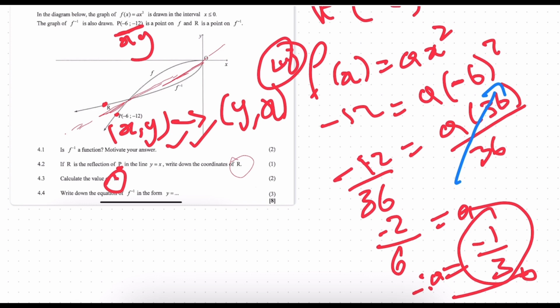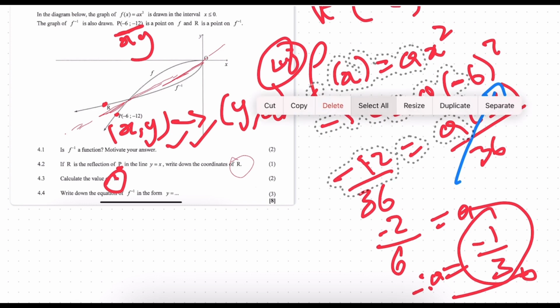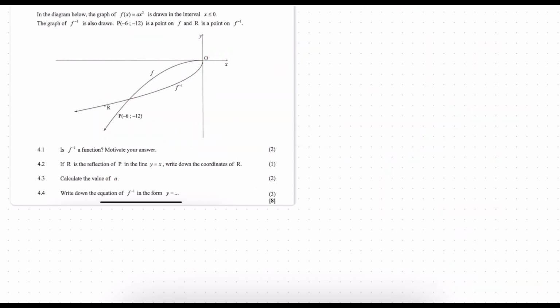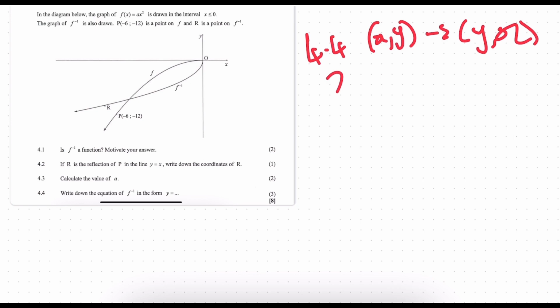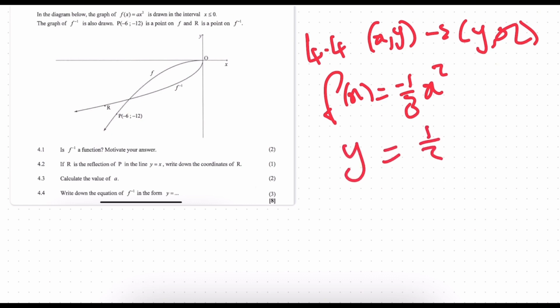Okay, cool. Let's delete this. And then 4.4. Write down the equation of the inverse. It's simple, because when you write down the equation of the inverse, you must know that x and y swap from the original function, turning into yx. You know that f(x) is equal to -1/3 x², so this is also y = -1/3 x².